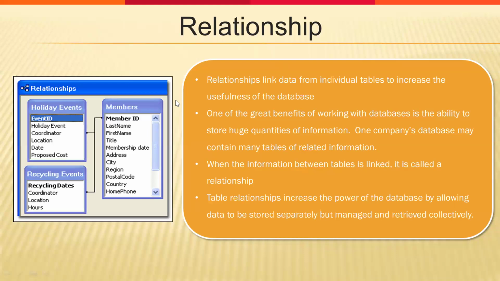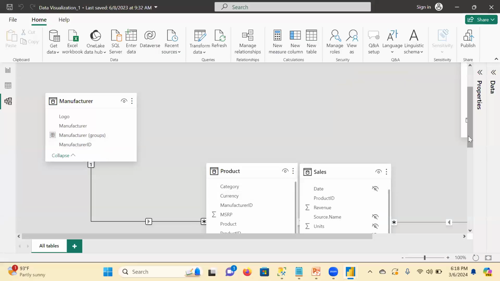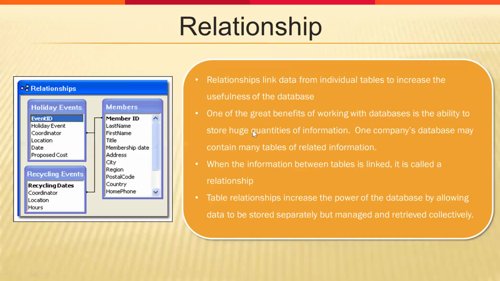So the next one is relationships. We gave a relationship between the tables, right? The same concept we have in SQL as well. Relationship between tables is called, okay, relationships link data from individual tables to increase the usefulness of the database. So you can see here.